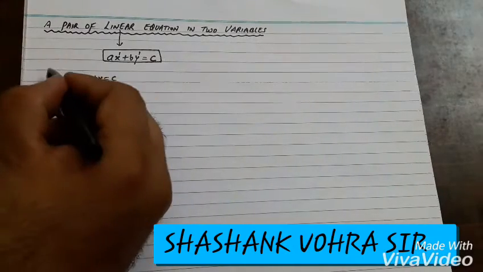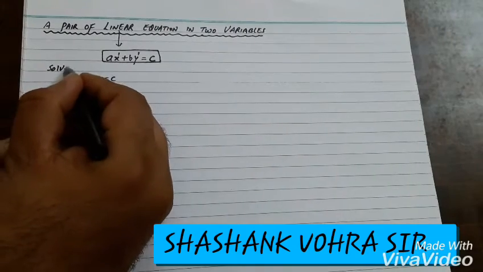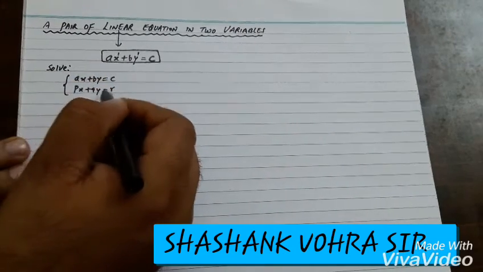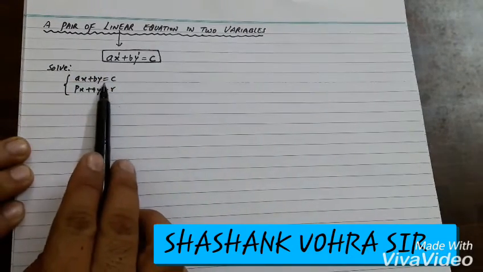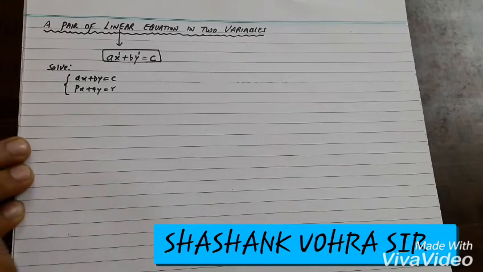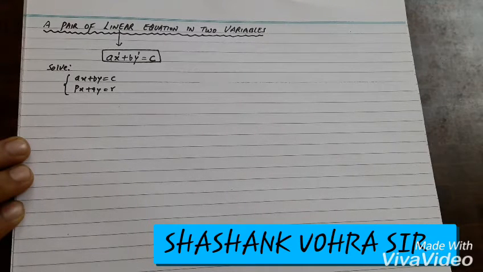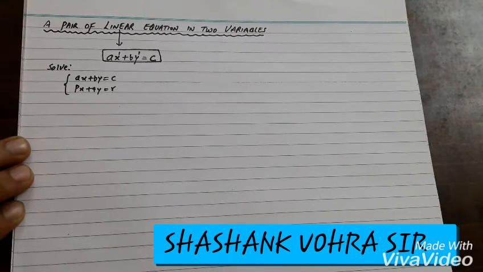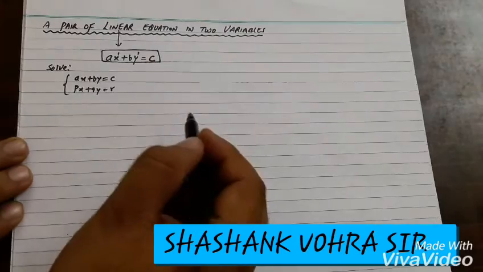So whenever a question comes in this form, solve this system of equations, that means we have to find the common solution which satisfies both these two equations, right? For extra knowledge, we should know that the graph of a linear equation comes out to be a straight line, as this topic was in class 9th also, that whenever we plot a linear equation on graph paper, we see that the graph appears to be a straight line.